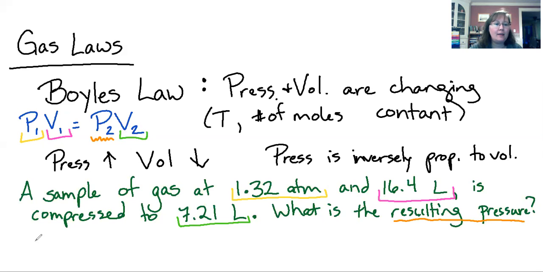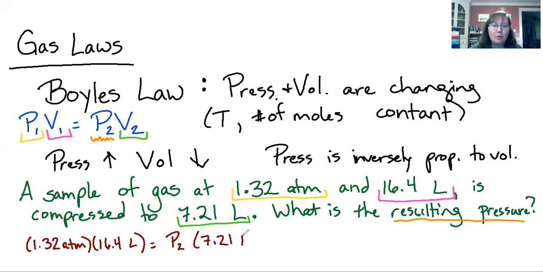All right, so let's go ahead and fill this in. We can see we have 1.32 atmospheres times 16.4 liters, and that's going to be equal to P2 times 7.21 liters. Just to help you out with the math a little bit, let me show it to you as an algebra thing. That means that we divide both sides by 7.21 liters.